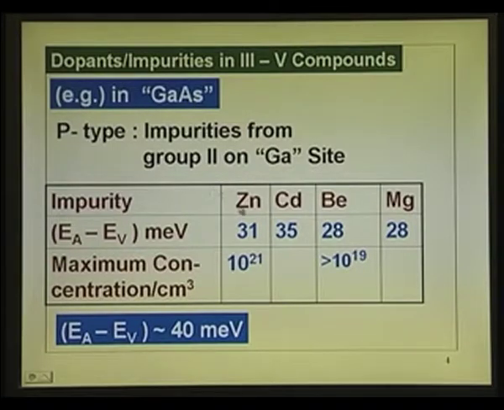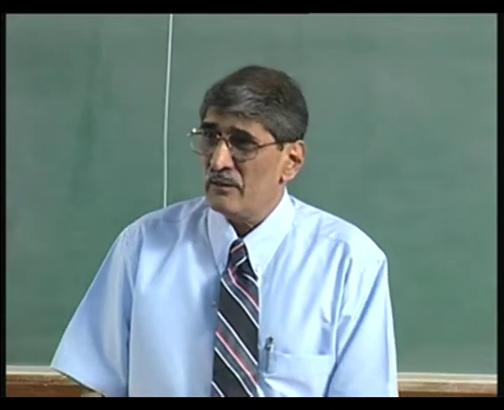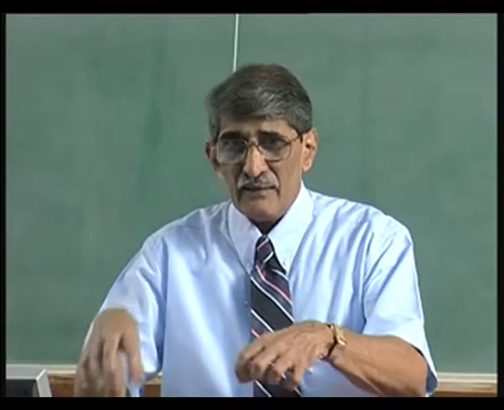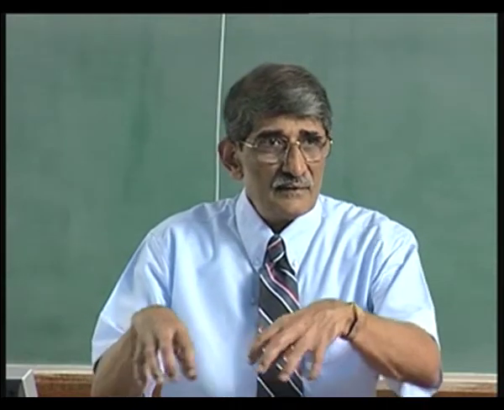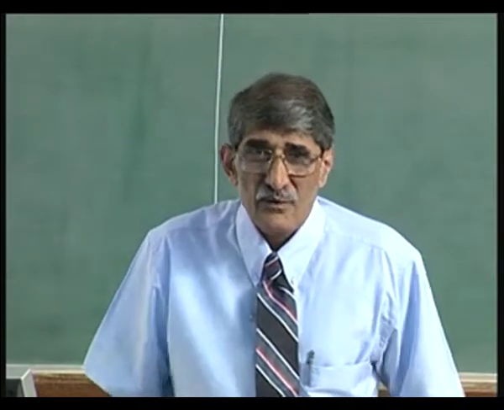Now, if you take impurities from group 2 of the periodic table, impurities from group 2 are zinc, cadmium, beryllium, magnesium. If you take any one of them, if they are occupying the gallium site, what will happen? In the gallium site, it calls for 3 electrons, because gallium has 3 valence electrons. It forms covalent bond with arsenic with 5 electrons from arsenic, 3 electrons from gallium. So, totally 8 to form the covalent bond.